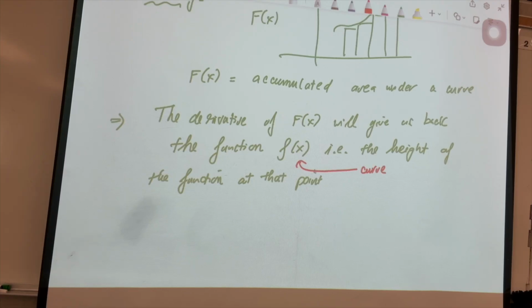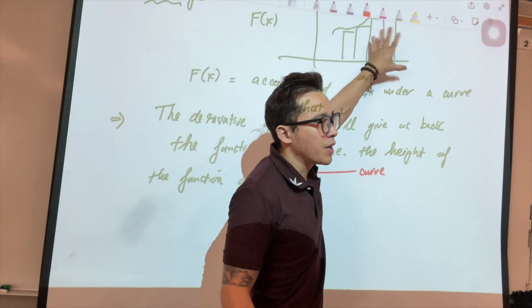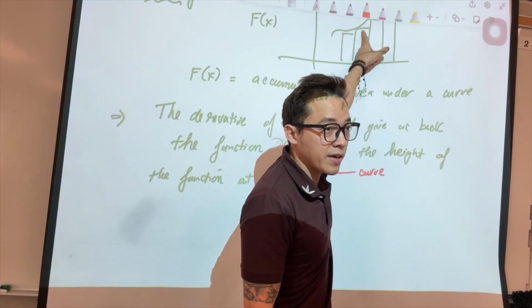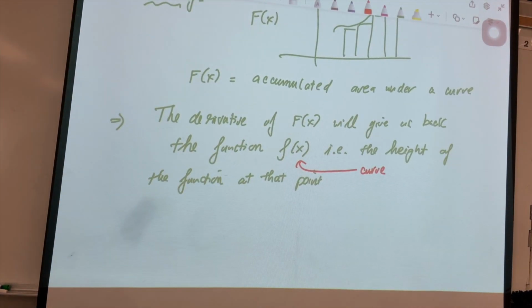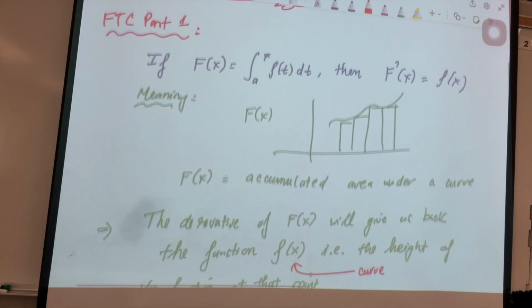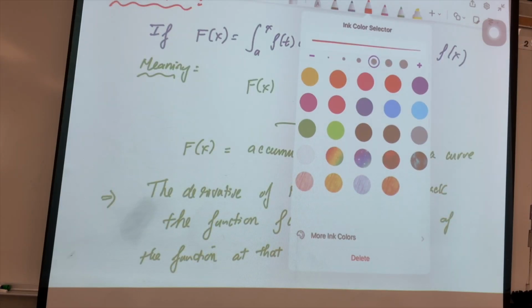Okay, make sense? So that's the fundamental theorem part 1. That's literally what I said: if you have the area under the curve, you take the derivative, you get back the function. That's fundamental theorem part 1. Easy? You understand now? All right. Okay, let's do part 2. Fundamental theorem part 2.